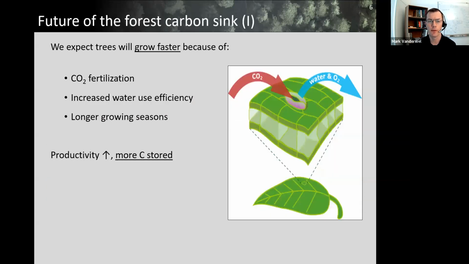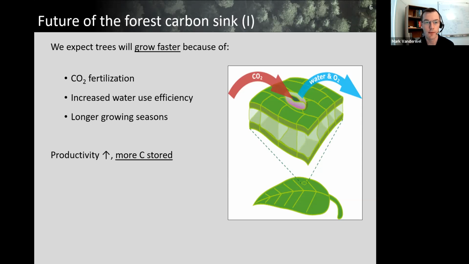Now, given the importance of this forest carbon sink, it's important to try and understand exactly what's going to happen to it in the future. Is it going to stay the same? Is it going to get stronger, or where might it start to weaken? Well, there's both good and bad news on this front. So there are several reasons to expect that in the future, the forest carbon sink will become stronger as a result of increased tree growth, enhanced productivity, and additional carbon being stored within these ecosystems.